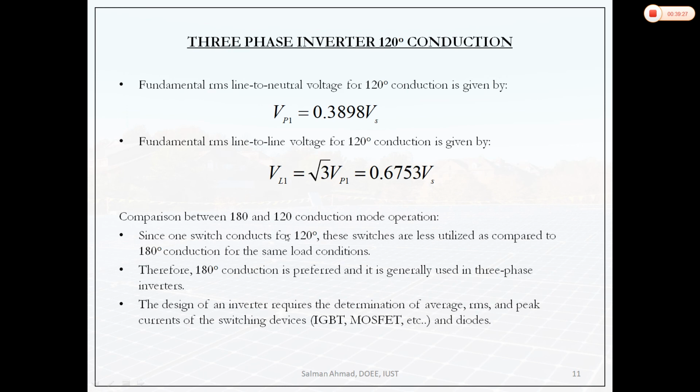Since one switch conducts for 120 degrees, these switches are less utilized in 120 degree conduction, and we get less output voltage as compared to 180 degree conduction for the same load. Therefore 180 degree conduction is preferred, and it is greatly used in three phase inverters. But the main issue is you have to provide some dead band. The design of an inverter requires the determination of average, RMS and peak currents of the switching devices and diodes. 120 degree conduction is preferred if you want a less complex control design circuit. Otherwise, in most applications you will find the 180 degree conduction mode preferred.